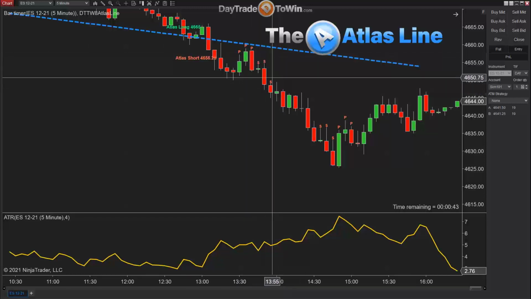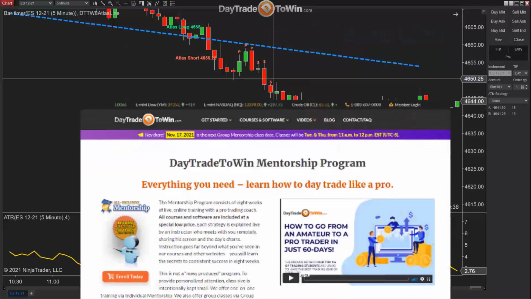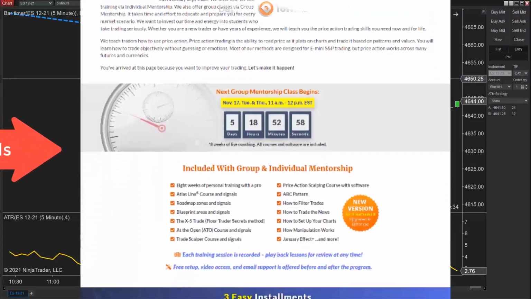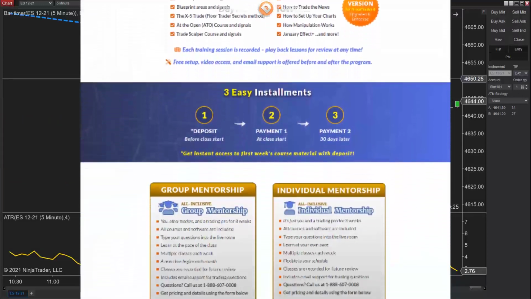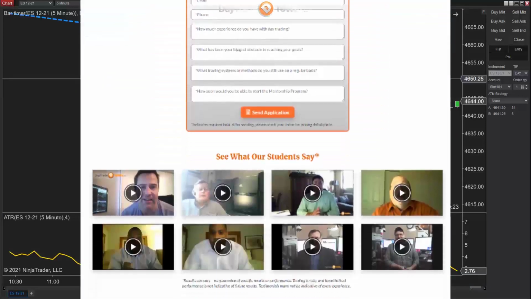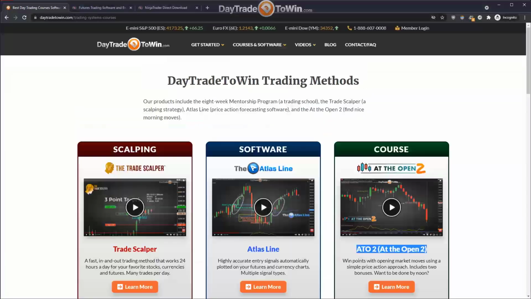So again, we fully teach this method. This is one of many that we offer at Day Trade to Win. In fact, we offer a full 8-week mentorship program that includes over 10 trading methods. We teach you how they all work together to form one complete trading plan. So if you just want to go fully into day trading, you're that serious about it, by all means, check out our mentorship program. So look forward to that.